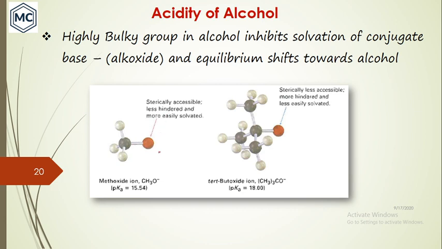So the alkoxide can be stabilized. The solvent can approach the alkoxide. It is sterically accessible because it is less hindered and more easily solvated. But this is tertiary butoxide. It is sterically less accessible. The solvent cannot approach because of the bulky group; it is more hindered and less easily solvated. That is one reason. So solvation can stabilize the conjugate base. Here the conjugate base in tertiary alcohol is less solvated, then less stabilized, then less acidic.